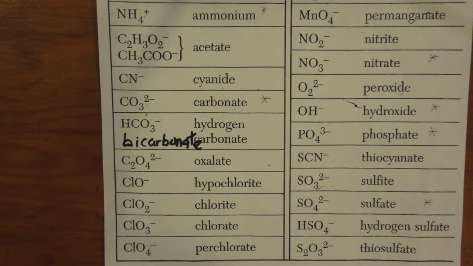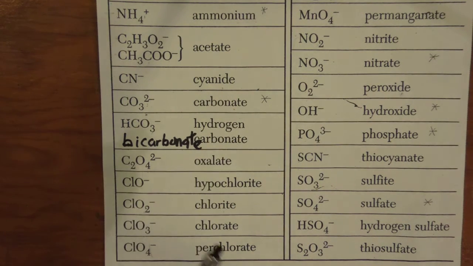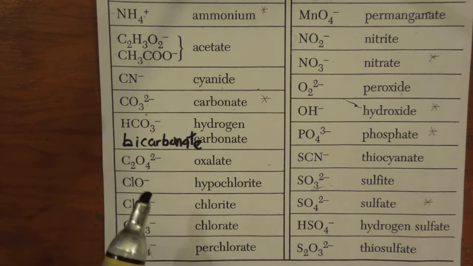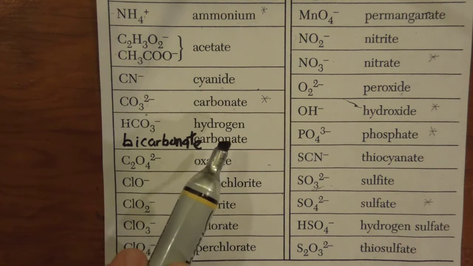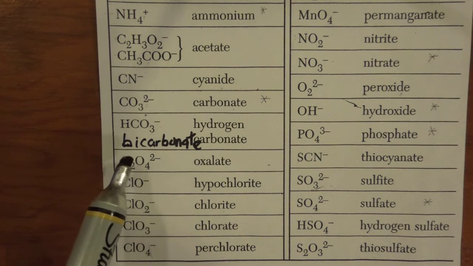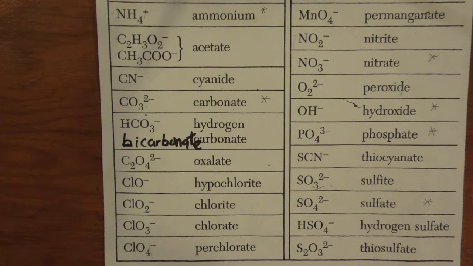You may have heard of sodium bicarbonate, which is baking soda. If any of you have Arm & Hammer baking soda in your house and you were to look at the label, I would bet that you would see the name sodium bicarbonate instead of hydrogen carbonate. Bicarbonate is simply another name for this polyatomic ion. It can replace hydrogen carbonate, and many chemistry websites and educational sources will use this term bicarbonate, so be on the lookout for that one.